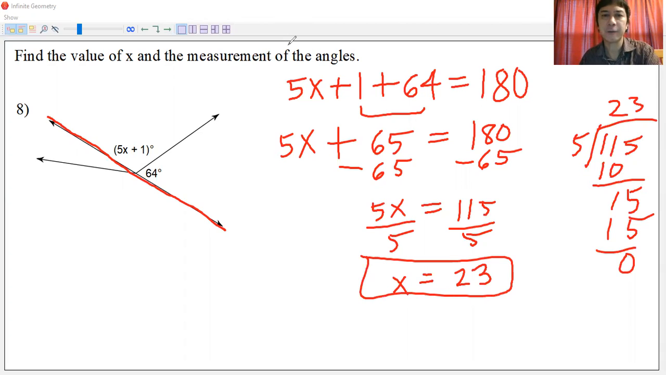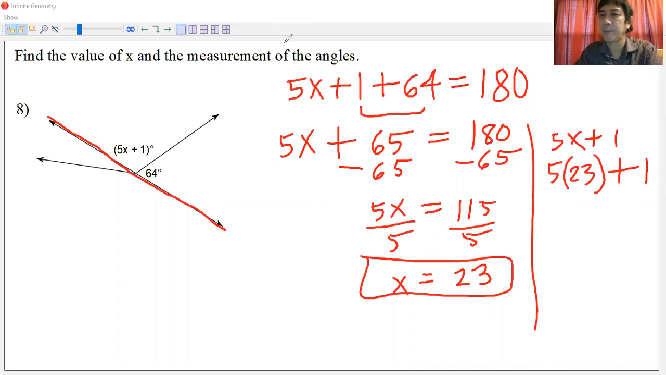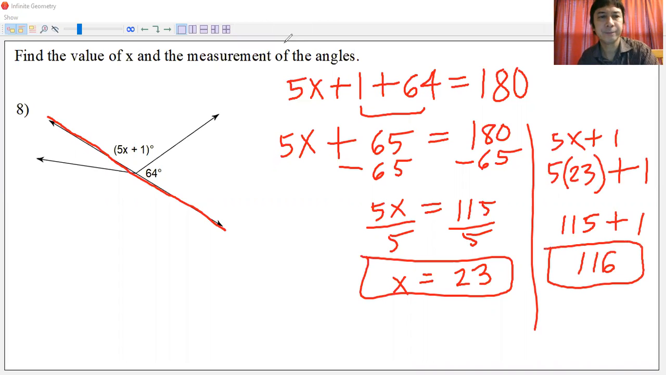We can now solve for the other angle by using the 5x plus 1 expression. Let me remove the division over here, so we can use the space for the solution of the other angle. We have to use the 5x plus 1. This means 5 times 23 plus 1. And so this results to 115, and we add one more. This will be 116. This is the measurement of the other angle.